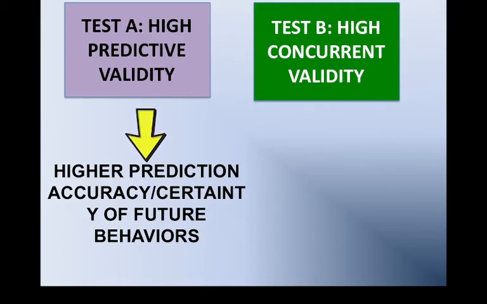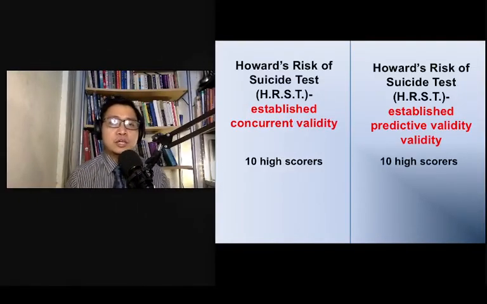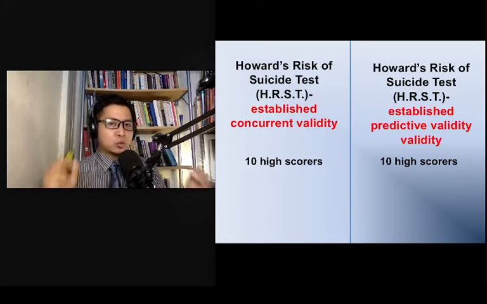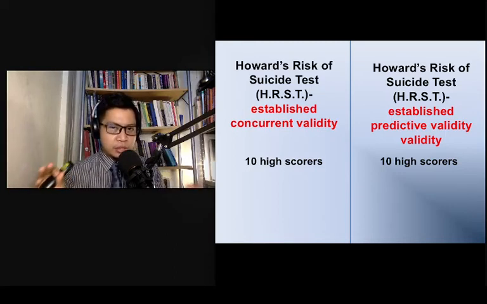Mas nagiging accurate yung mga hula compared to test B because it has higher predictive validity than test B. 'Di ba? Yan yung lamang ng predictive validity over concurrent validity. Mas magaling manghula ng future outcomes yung mga test na matataas ang predictive validity. So let's be more specific here. For the sake of illustration, balikan natin yung hypothetical test na binigay ko kanina. Howard's risk of suicide test. Halimbawa, yung HRST, mataas lang siya sa concurrent validity versus same test, pero mataas siya sa predictive validity.